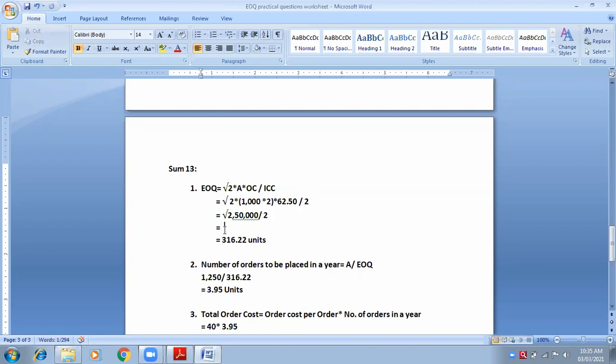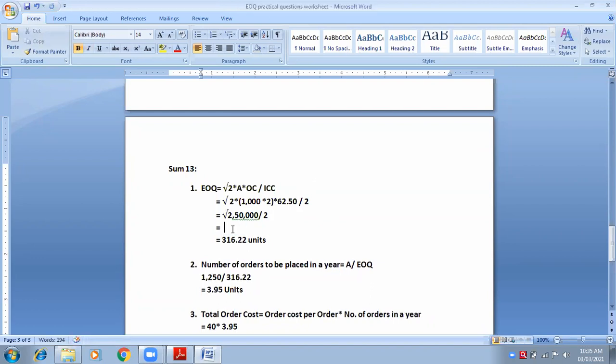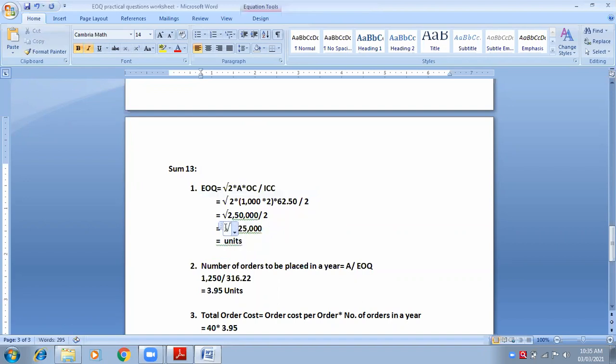Under this square root. Okay, 2,50,000 divided by 2, so the answer is 1,25,000. Now tell me what is the square root of 1,25,000. Come on, tell me the answer. 353.55. Sorry, repeat again, I did not hear. 353.55.